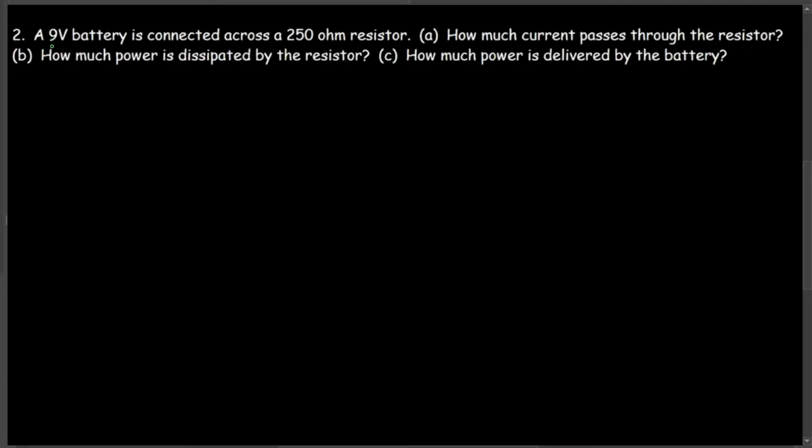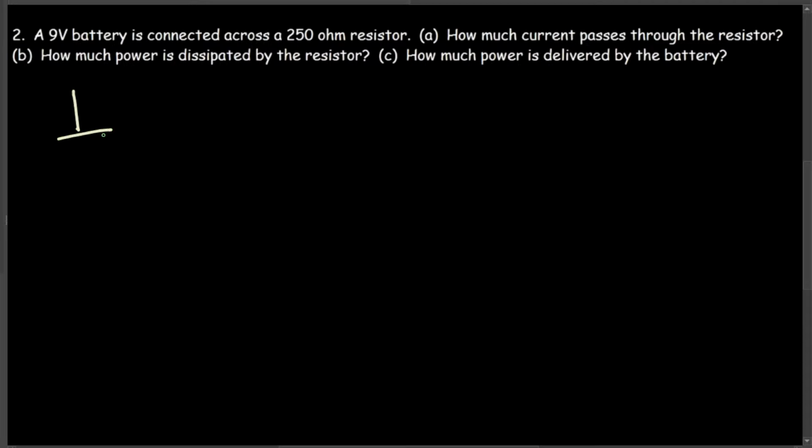This question is asking: a 9 volt battery is connected across a 250 ohm resistor. A part is asking how much current passes through the resistor. B part, how much power is dissipated by the resistor, and C part, how much power is delivered by the battery. Okay, now let's go ahead and find them one by one, but let's draw the diagram first.